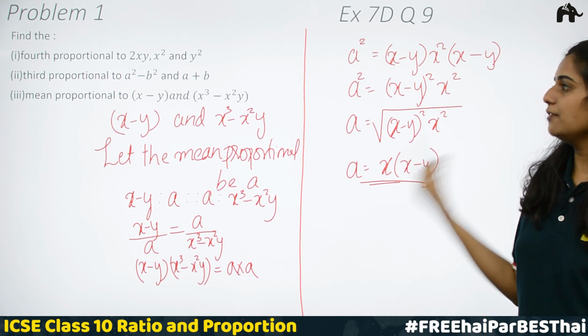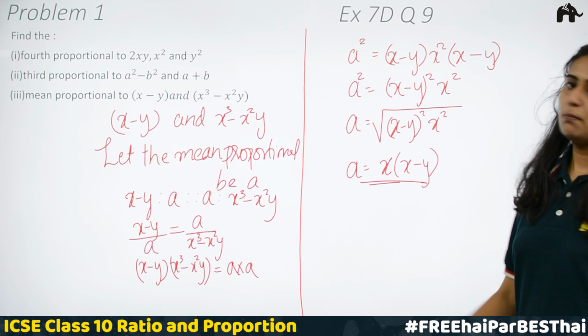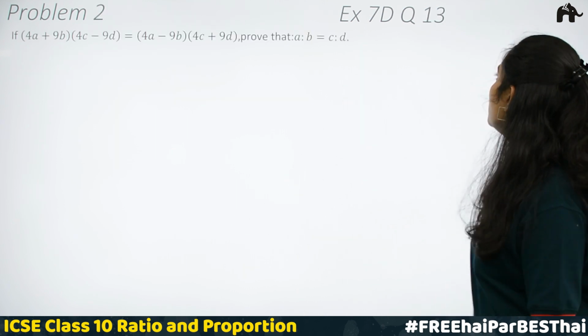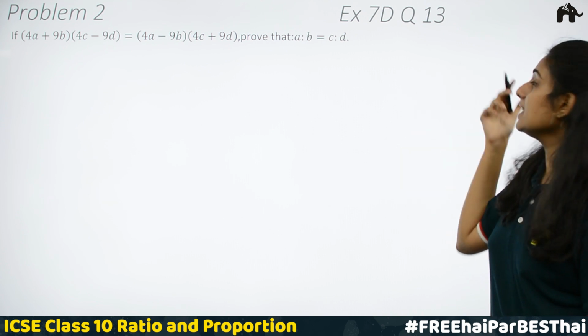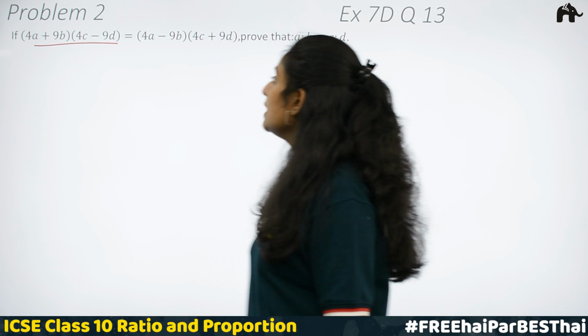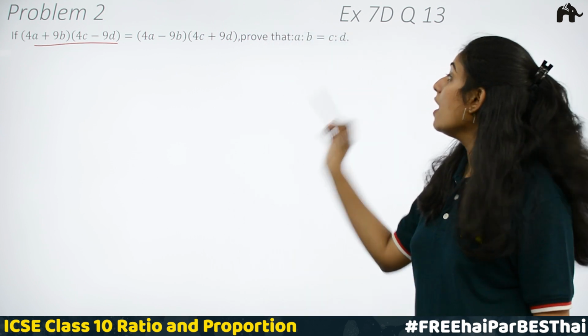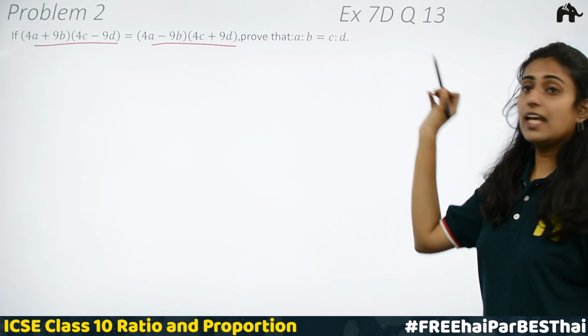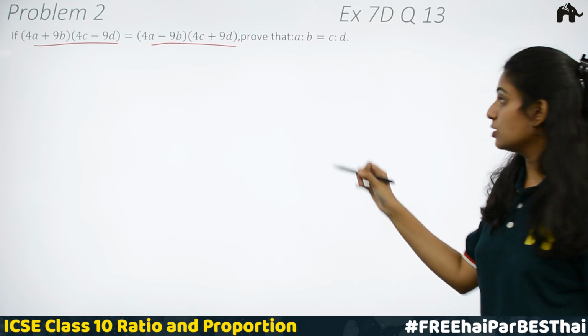Clear? We know how to find the fourth proportional, third proportional and the mean proportional. Got it? Next problem, problem 2, question 13 of exercise 7D. If 4a plus 9b into 4c minus 9d is equal to 4a minus 9b into 4c plus 9d, prove that a is to b is equal to c is to d.